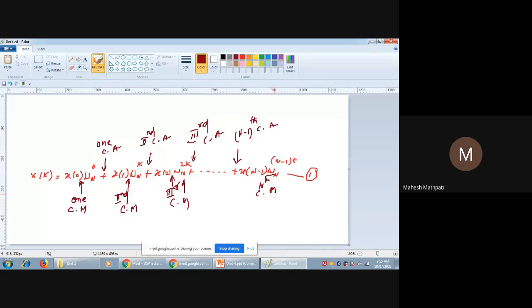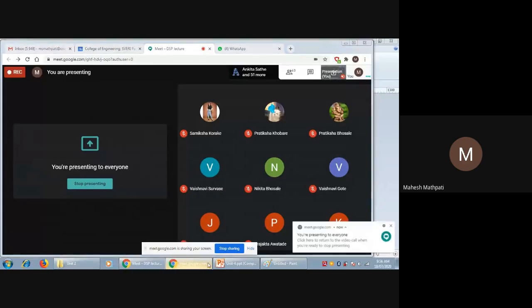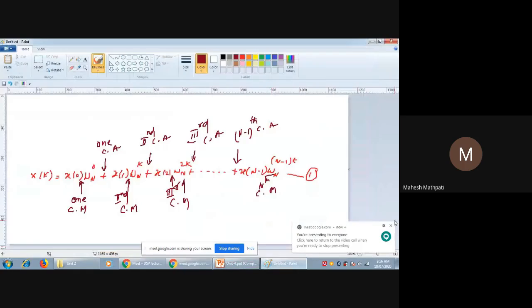Just write. Here, x of n is the input sequence, which can be real or complex. And Wn is the twiddle factor or a phase factor, which is a complex number.